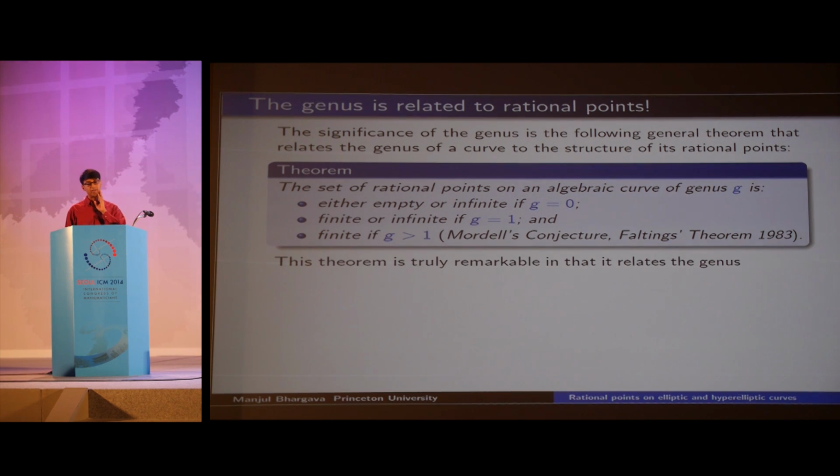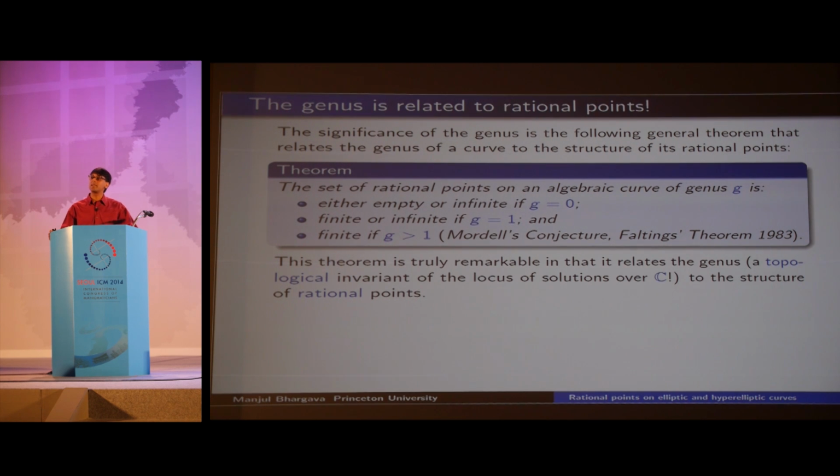So this theorem is truly remarkable in that it relates the genus, which is a topological invariant of the locus of solutions in C2, to the structure of rational points, which is a number theoretic structure. And that's something that's really very beautiful about this subject, which is called arithmetic geometry, in that it relates number theoretic invariants, like rational solutions to equations, to topological and geometric invariants, such as the genus.